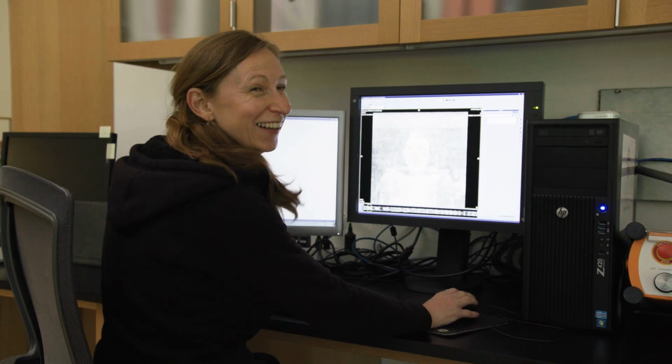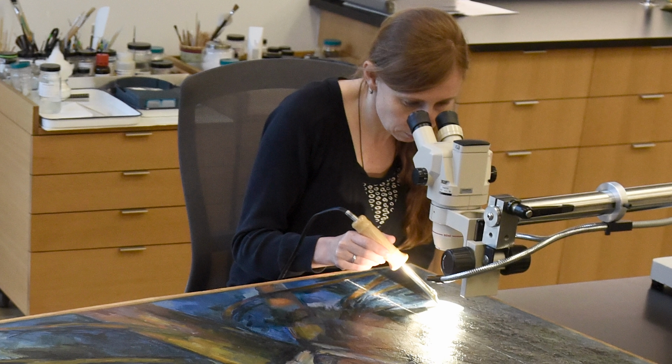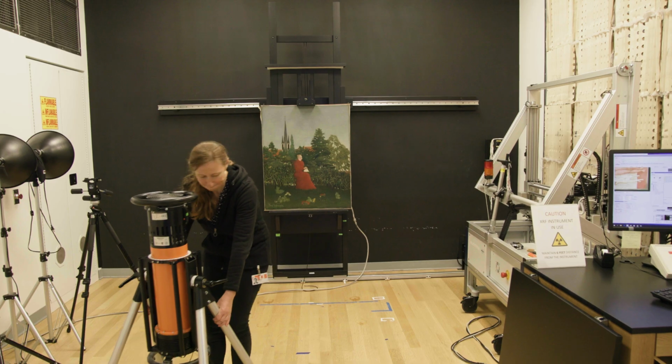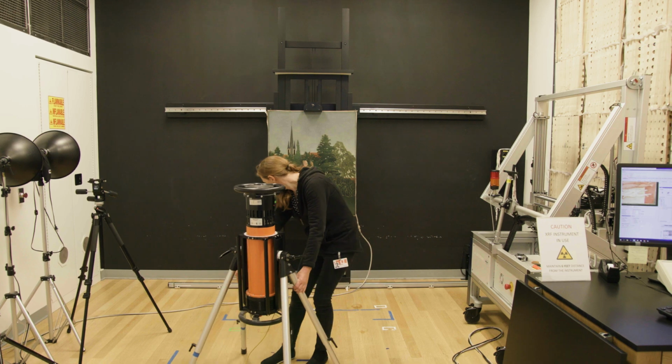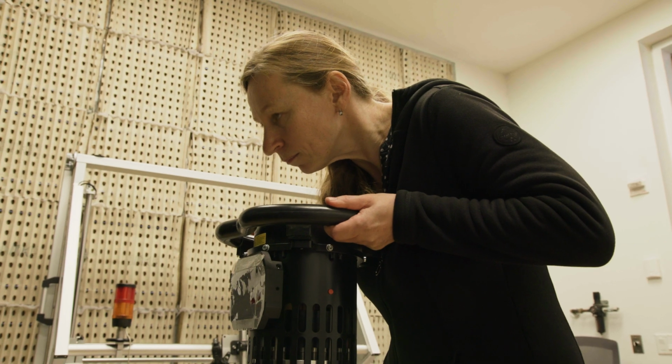The most interesting part of my job is research and discoveries about the artist's materials and processes. But the most challenging is that artists don't really follow the rules, so every object is unique. With the introduction of new technologies, we're able to study paintings in more depth, and that's really exciting.